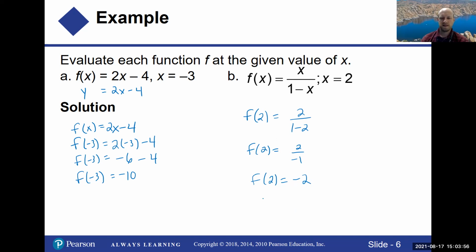So basically, what does this mean? This means that Y equals -10.